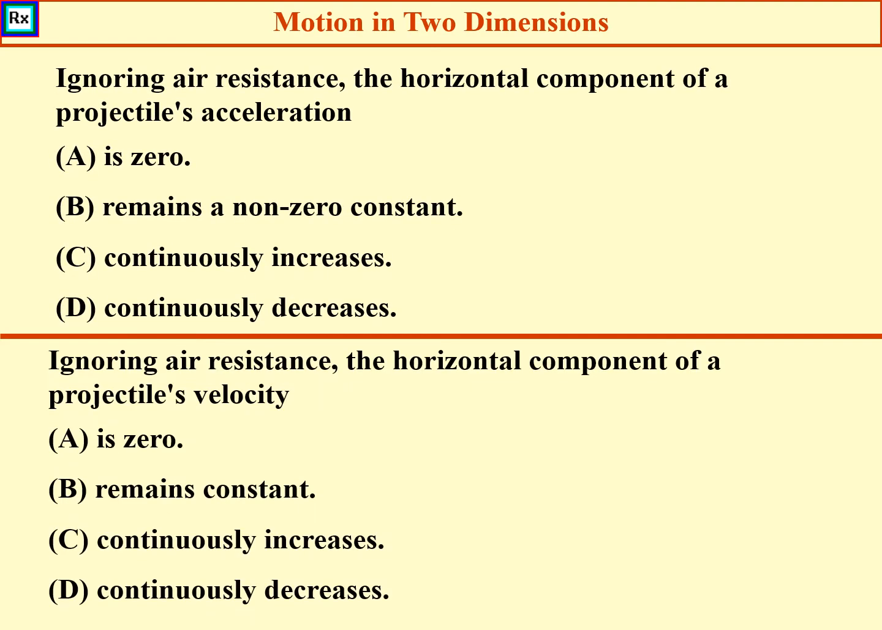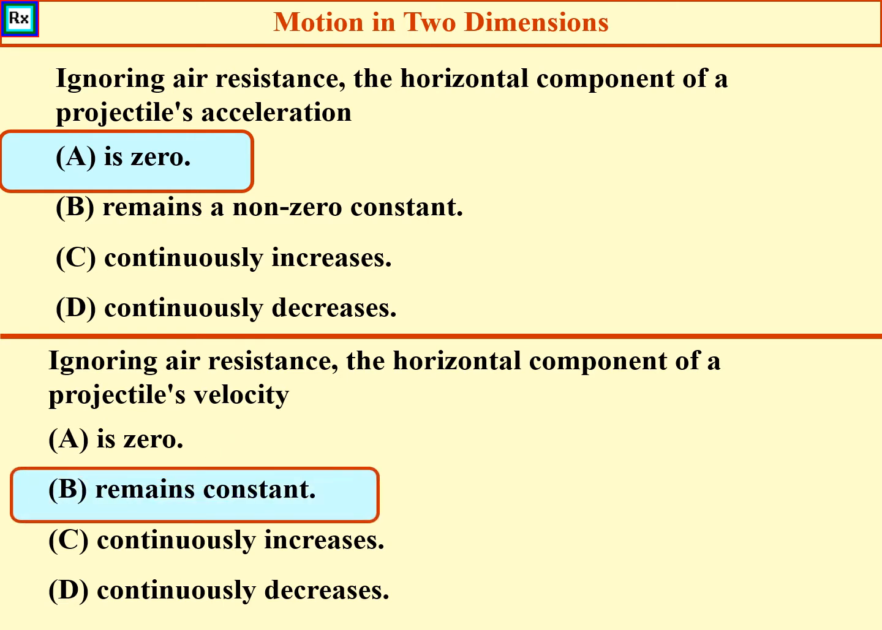All right, so ignoring air resistance, the horizontal component of the projectile's acceleration is what? Hopefully you remember it's going to be 0 from the previous slide. Ignoring air resistance, the horizontal component of the projectile's velocity will what? Well, since there's 0 acceleration, that means it's going to remain constant the entire time.